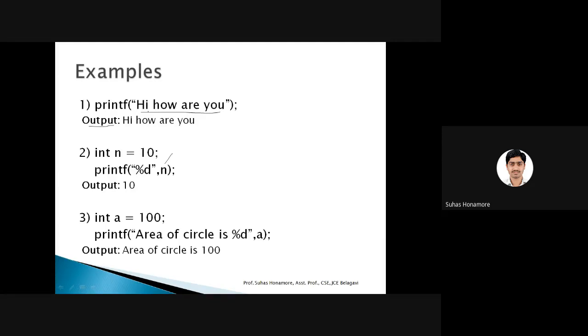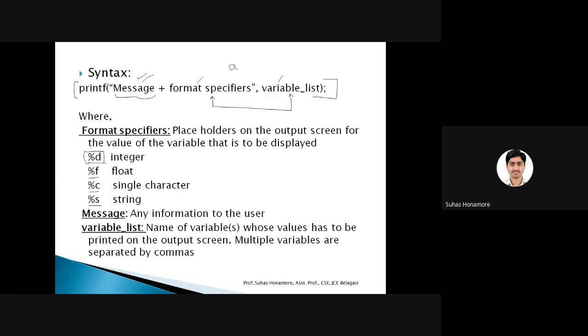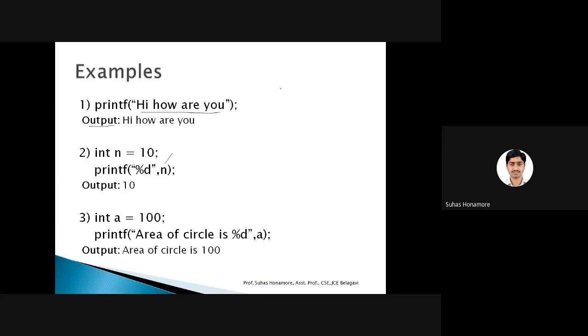Third one is a combination of these. We give the message, the format specifier, and the variable list, all three. Here we say a equals 100. Suppose I have the area of a circle, which I already know, so a is equal to 100. It's an integer type variable we are creating. Here what we want to display is "area of circle is". This entire part is the message, and this is the format specifier.